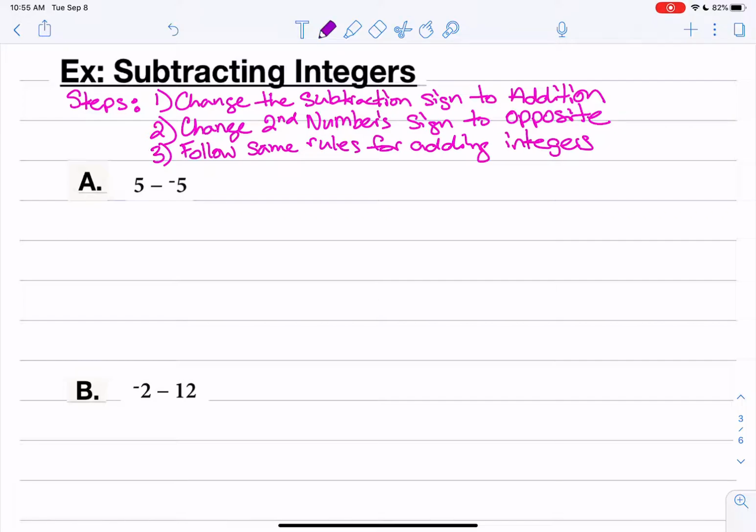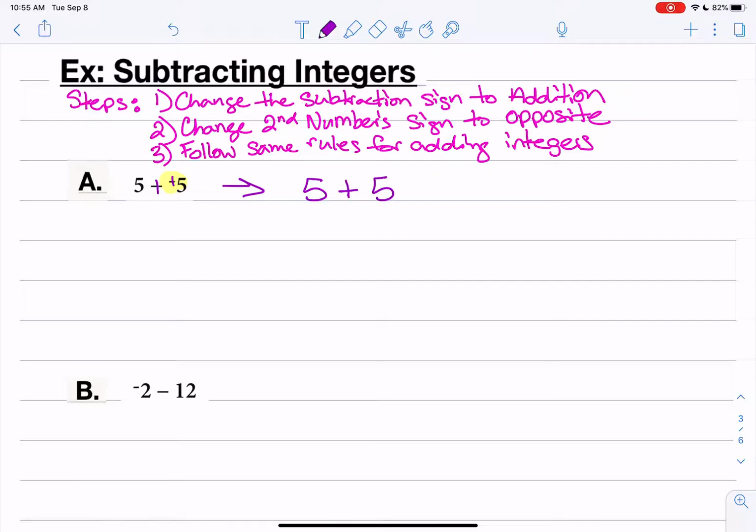The first example is A. We have 5 minus negative 5. So, change the subtraction sign to addition. So this is going to go from subtraction to addition. Then it says change the second number sign to its opposite. Okay, well you will notice the second number sign is negative, so the opposite would be a positive. Okay, so you're just changing this to a positive and this to a positive.